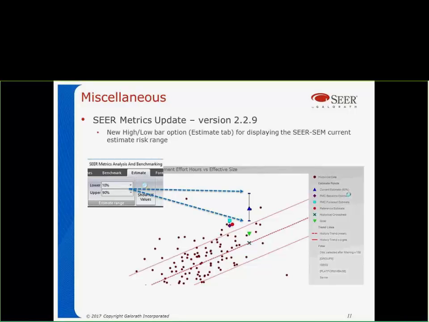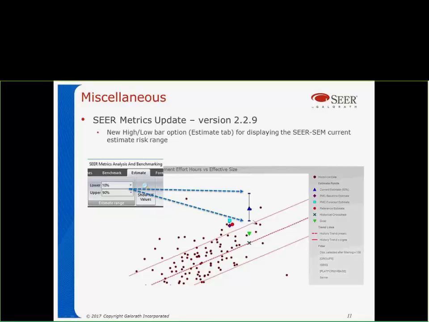Okay. Yeah. So with the new SEER update, we also made some changes to SEER metrics, or Scatterplot, as some of you still call it. So in this screenshot, what we have now is it displays the current estimate, which is the blue triangle you see in the screenshot. It not only displays the current estimate, but it can now display the range of the estimate. This is like the confidence level, so 10% to 90%.